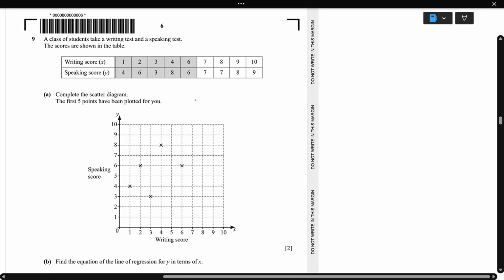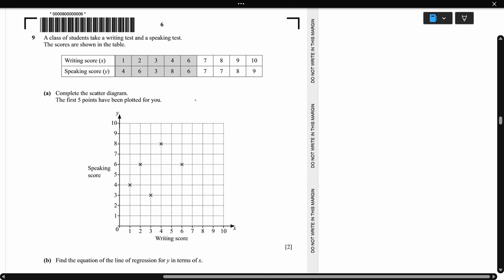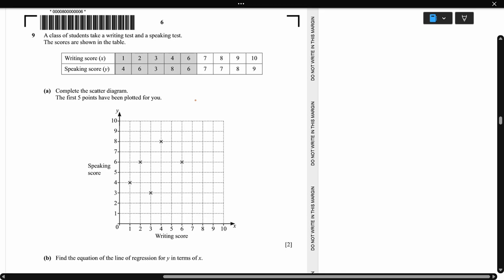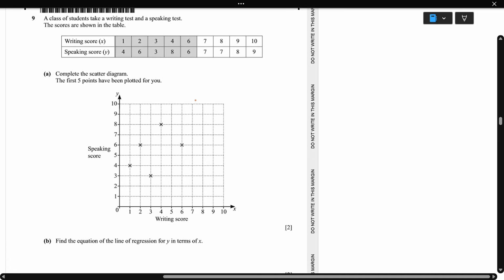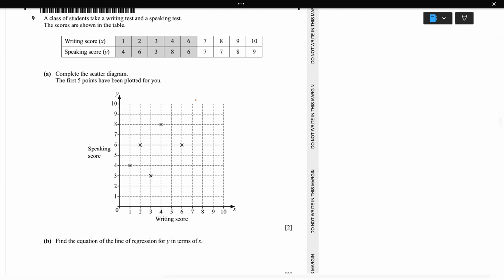The next question, a class of students take a written test and a speaking test. The scores are shown in the table. So first question, complete the scatter diagram. The first 5 points have been plotted for you. Okay, the rest: one is 7,7, which is here. Next is 8,7, it's going to be here.